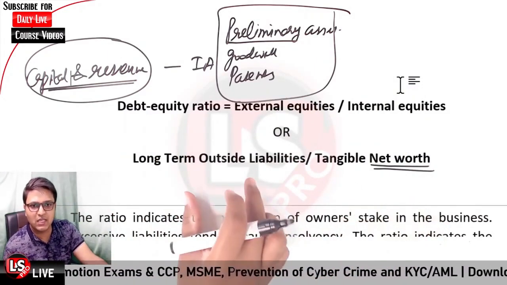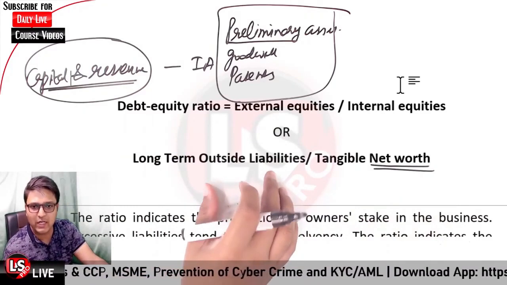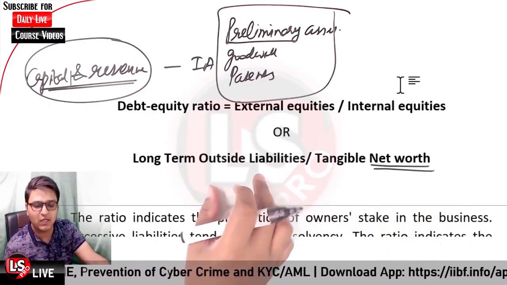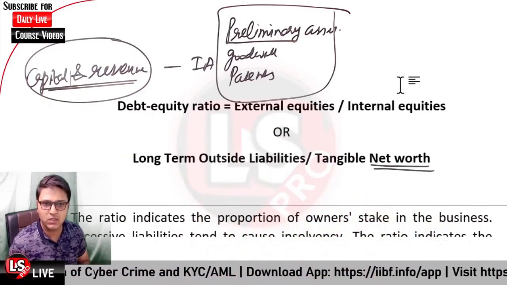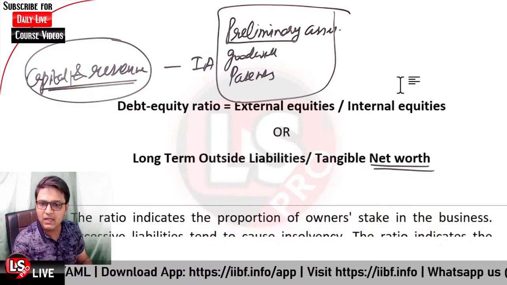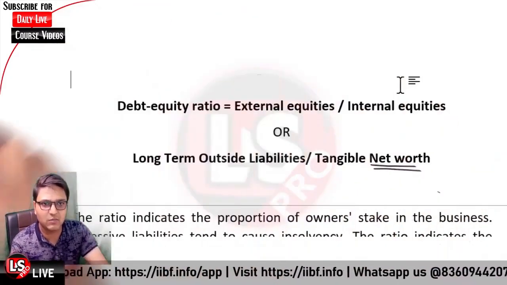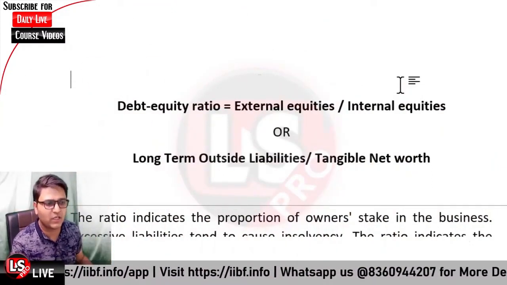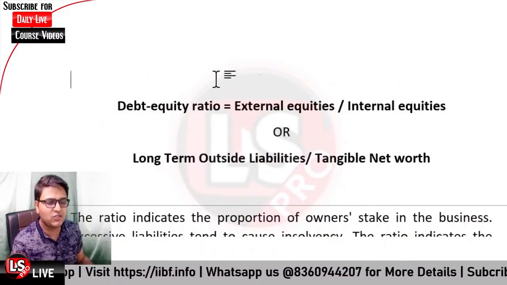In the case of the long-term outside liabilities, you already know the different components of it, and that is divided by the tangible net worth, that is, the net worth minus the intangible assets. So that is your DER.